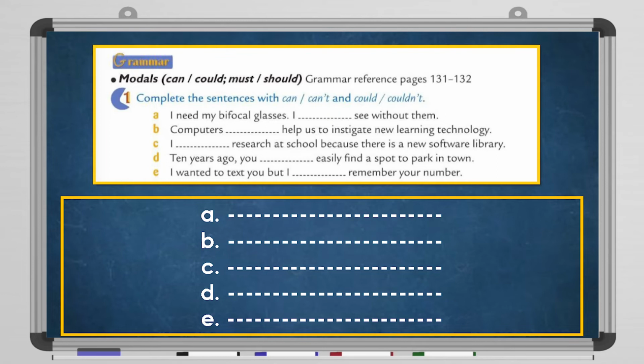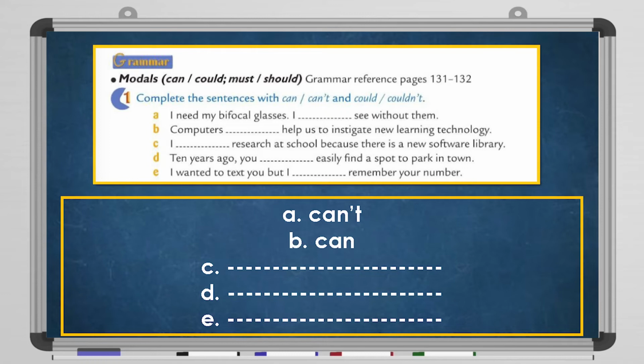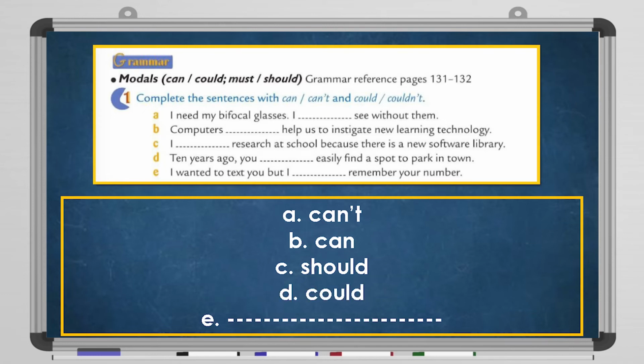Take a moment and answer. Don't forget to check the tense and what am I expressing in this sentence. The first one is can't. B is can. C is should. D is could. And E is couldn't. Check your answer. Did you get it right?